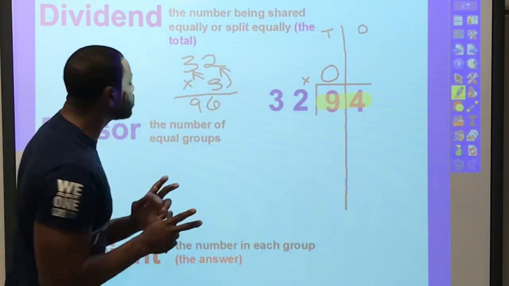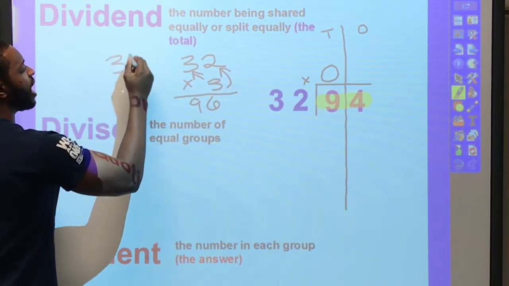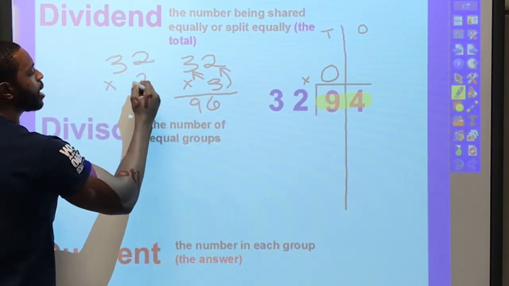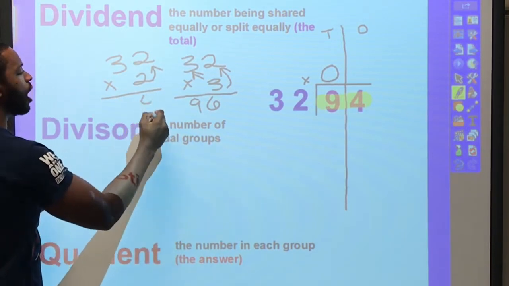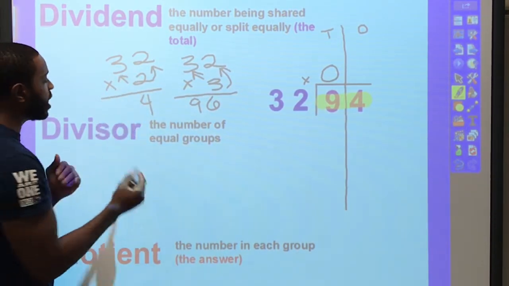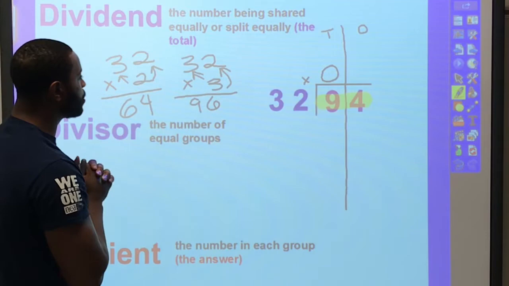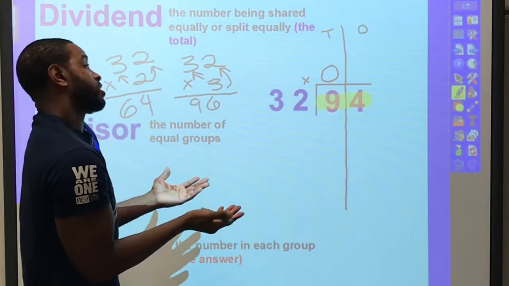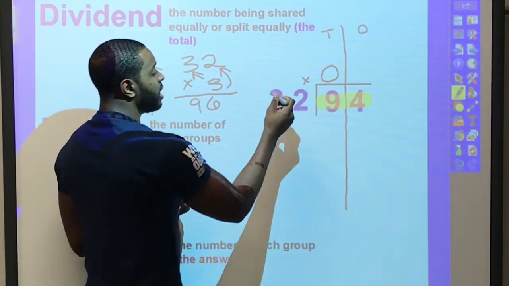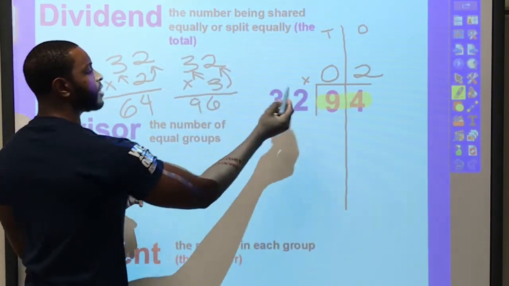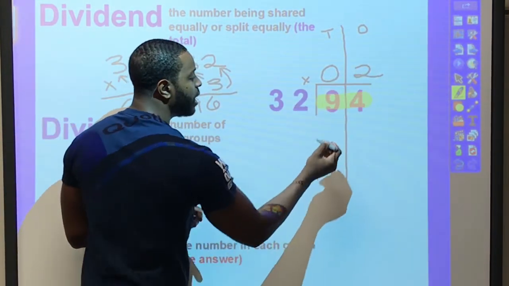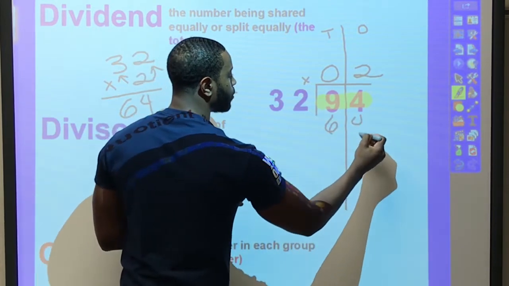Let me try 2 and see if that works. So I have 32 times 2. I know that 2 times 2 is 4, and I know that 2 times 3 is 6. That gets me 64. Okay? That's going to have to work. So let's write 2 here, and let's try it out. So that's telling me that 32 times 2 is 64.